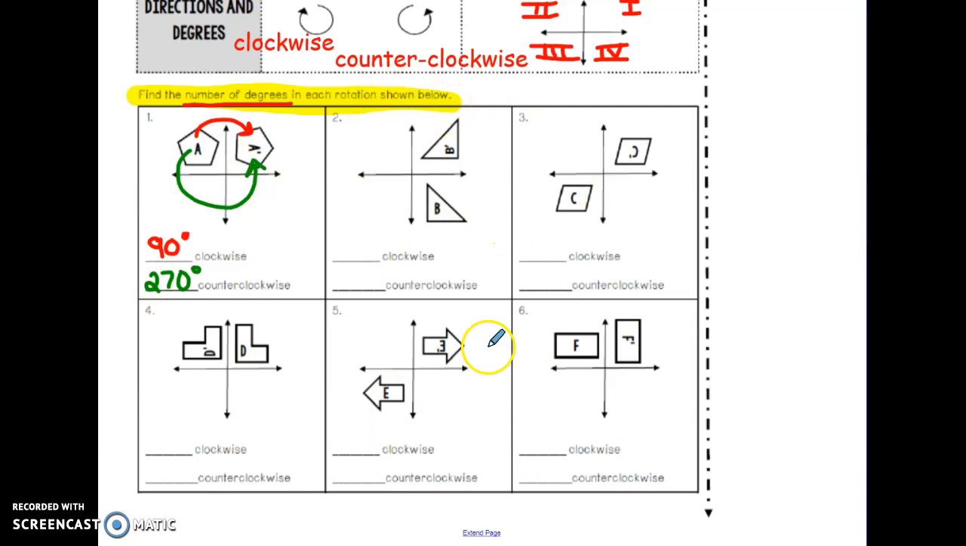So again, pause the video. I want you to take a few minutes to see if you can come up with the degree measures for each of these questions, just to give your brain time to process, so that you get a chance to look at these shapes and really wrap your head around what it means to rotate or turn each image. So again, pause the video, try these on your own, and then hit play.